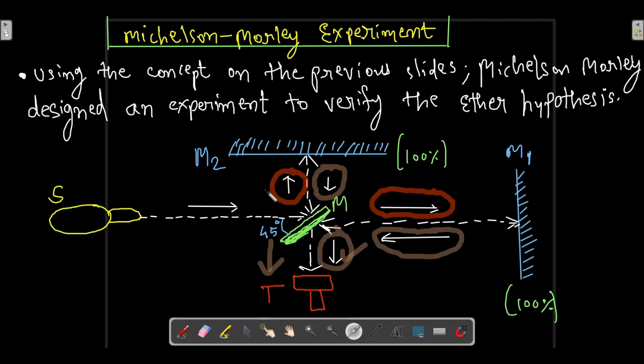So hopefully you understood why this 45-degree angle has been chosen, so that this beam is incident normally on mirror M2 and this beam is incident normally on mirror M1. That's why this half-silvered mirror M has been kept at a 45-degree angle. This is the complete apparatus. This is how the Michelson-Morley experiment apparatus looks.